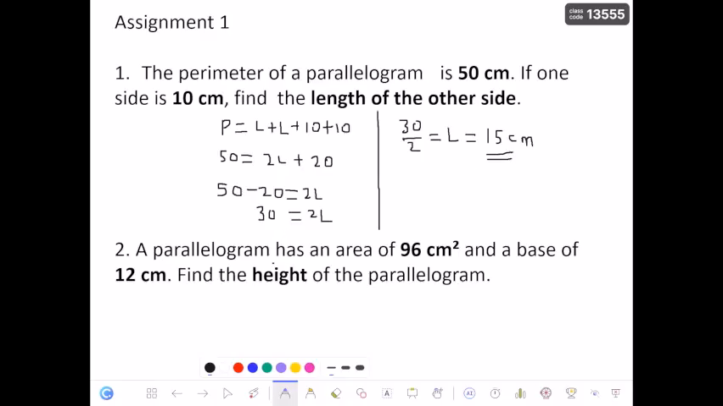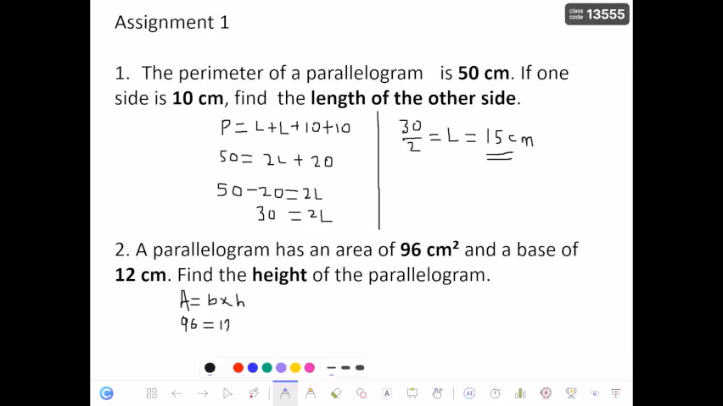Then number 2 is still a parallelogram. It says the area of a parallelogram is 96. And remember the area of a parallelogram, we say A is equal to base times height, that is B times H. So if A is B times H, and the question says A, which is the area, is 96, then 96 equals, the base is 12. They give us the base to be 12.